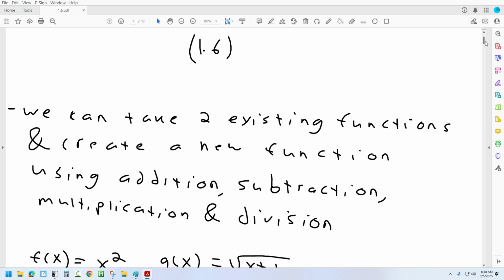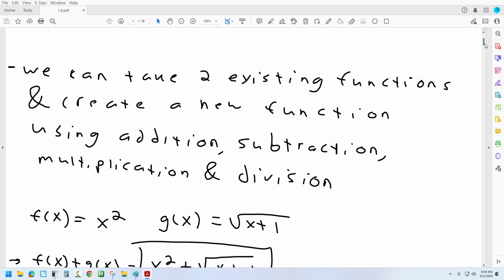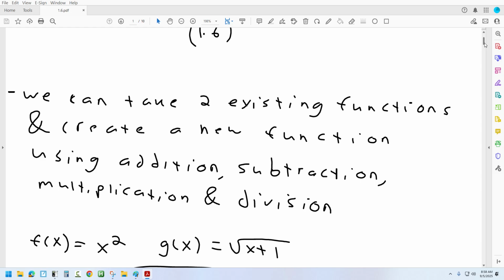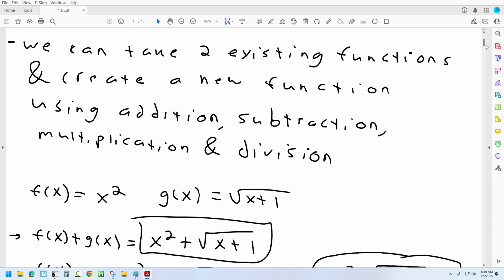All right, so let's look at these two functions. f of x is just x squared. And g of x is the square root of x plus 1. If I wanted to create a new function by adding them together, we're going to call this new function f of x plus g of x. It would be that. That's a new function, combining the two original functions that I had, specifically using the addition operation. Now I can't simplify that because there's no like terms.